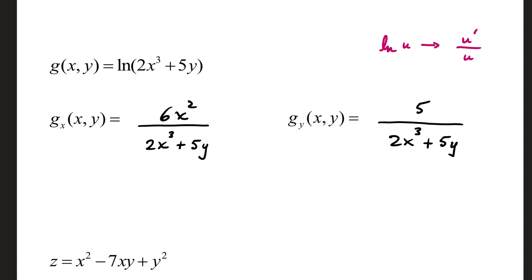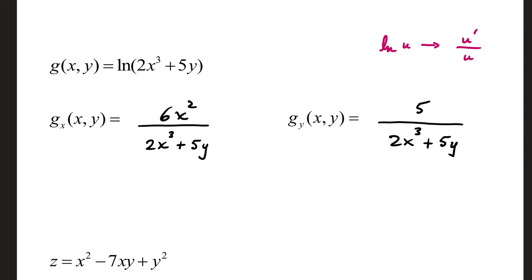Having said that, the derivative of function g with respect to x is going to be 1 over 2x cubed plus 5y. That's your denominator. And then the derivative of this with respect to x will be 6x squared. The second term has no x, so there's nothing else to write.